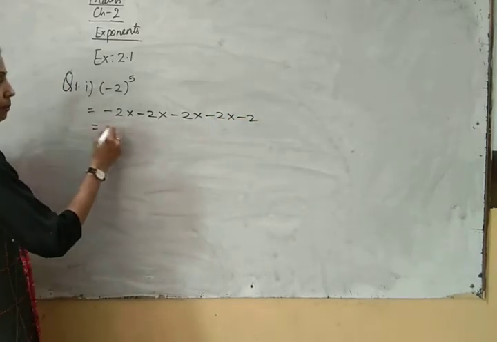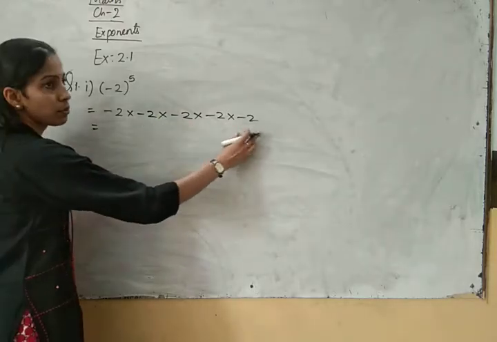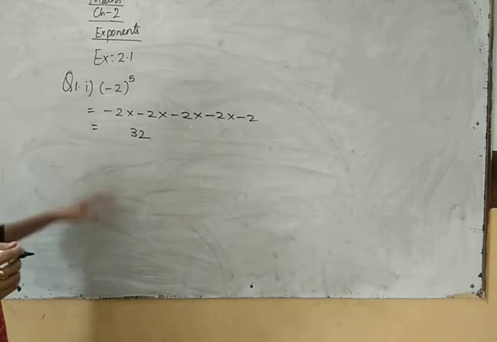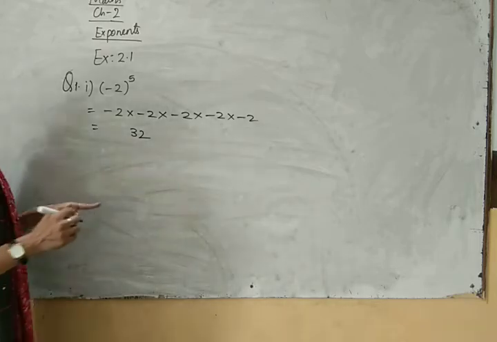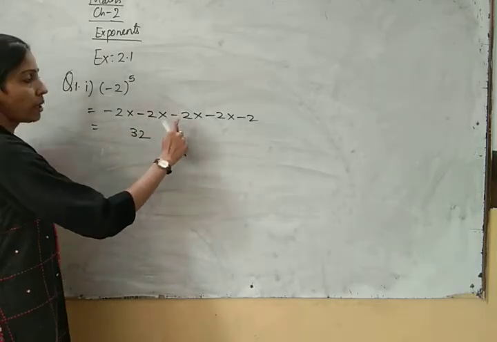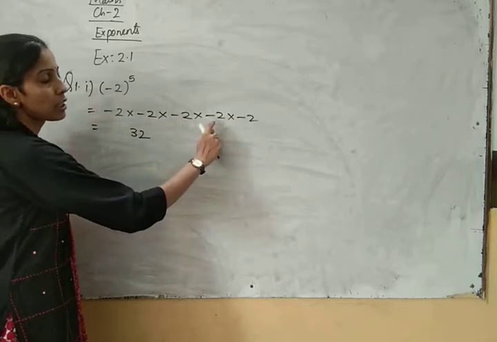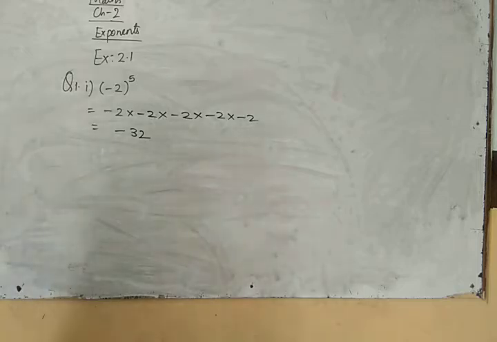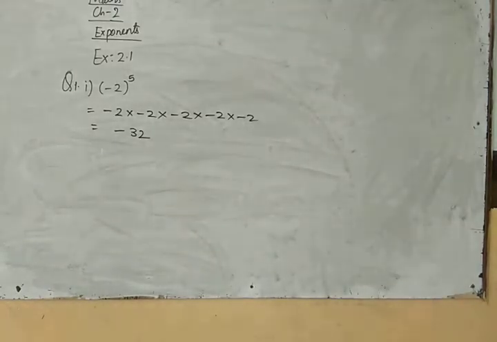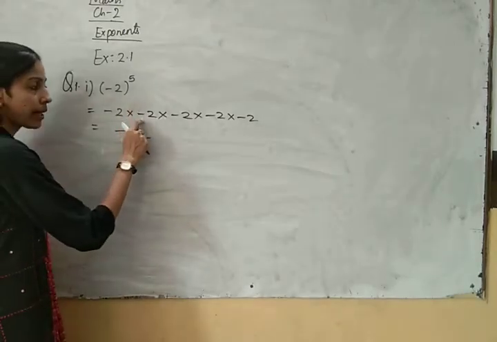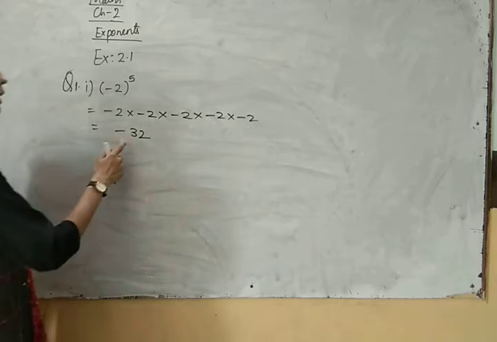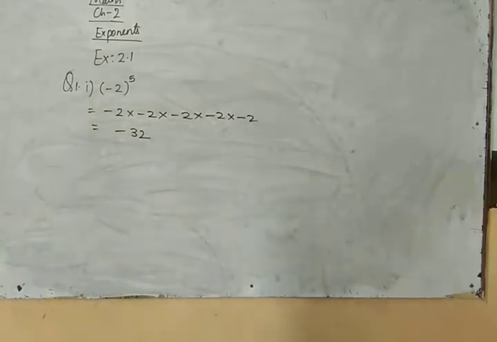Now we will multiply minus 2, minus 2, minus 2, minus 2, minus 2, 5 times. The answer will be 32. And what about the minus sign? Minus minus plus, plus minus minus, minus minus plus, plus minus minus. Minus 32 will be the answer. If we multiply a negative number an odd number of times, then minus will come. If we multiply a negative number an even number of times, then we will get plus.